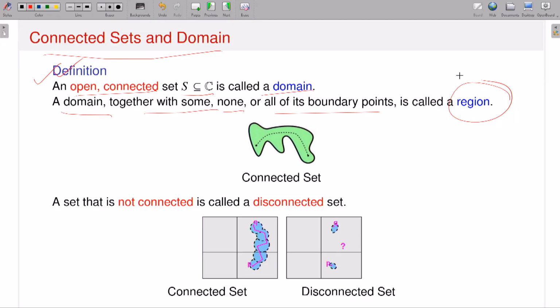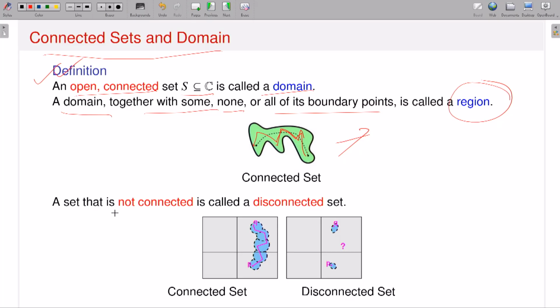So domain means it is open and connected, and what is a region? A domain, that means it is open and connected, but you can include some, none or all of its boundary points. So this is one picture I have given. This is a connected set. For example, if I have these 2 points, I can go from this point to this point like this. So this is a polygonal path which is fully contained. If I take this point, I can go there. So this is a connected set.